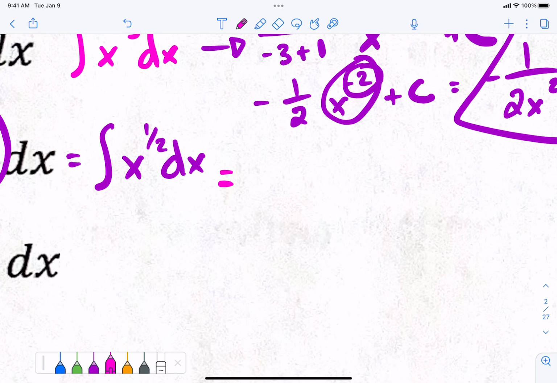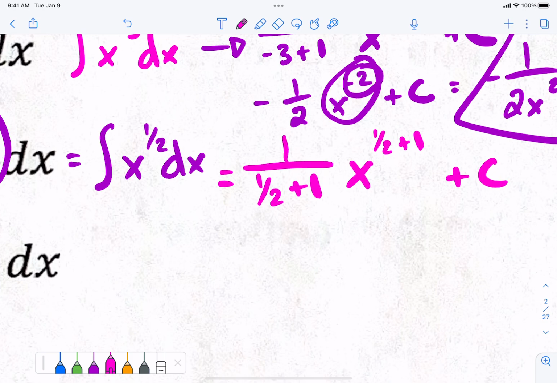So I do 1 over n plus 1. What is n? 1/2 plus 1. I'm just gonna write it like that. 1 over 1/2 plus 1, x to the 1/2 plus 1. Got it? And then plus c. We're gonna fix him. Do you see 1 over n plus 1 x to the n plus 1? I just did all that stuff, right?